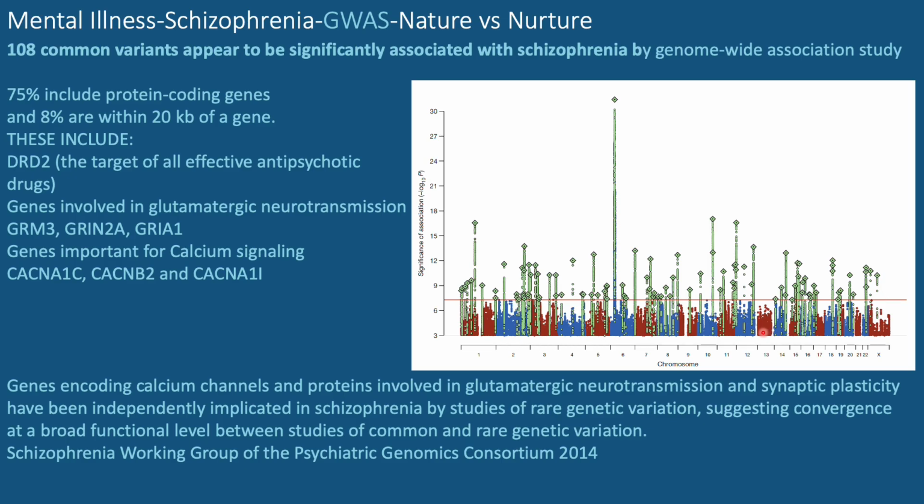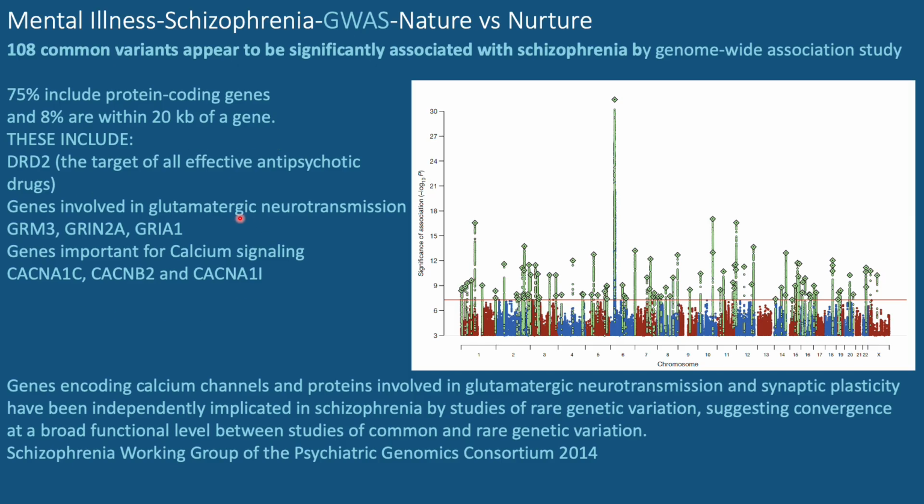What do these variants represent? 75% of the variants include protein coding genes. 8% are within 20 kilobases of a gene, meaning they are close to a gene.